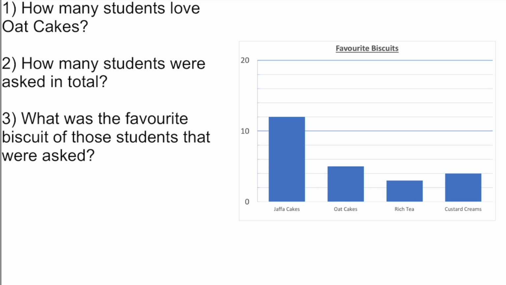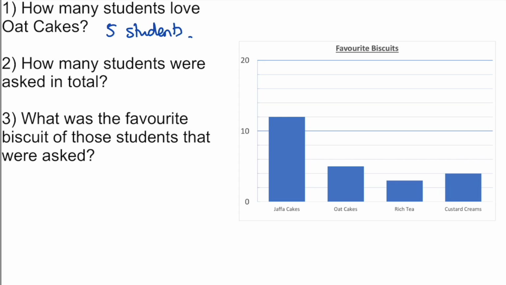So the first question, how many students love oatcakes? What we're going to do is look at this bar chart here, look at the oatcakes one, and just see how far it goes. Now it's halfway between these 2 lines here. That line here, if we look at the scale, represents 4, that represents 6, so we know halfway must represent 5. So that must be 5 students.